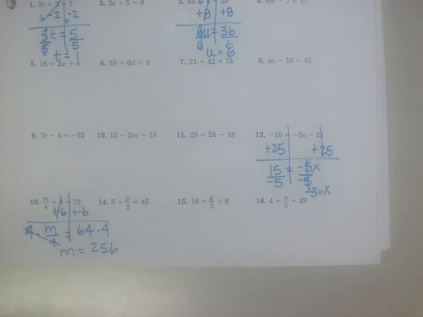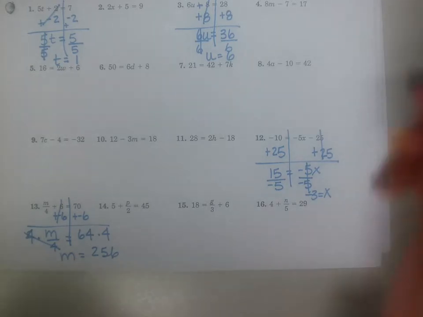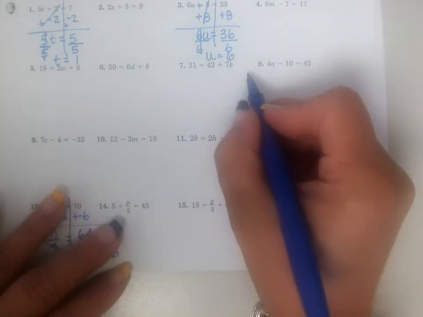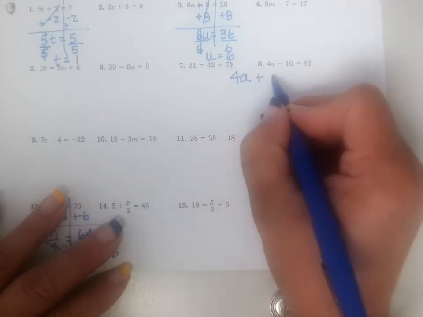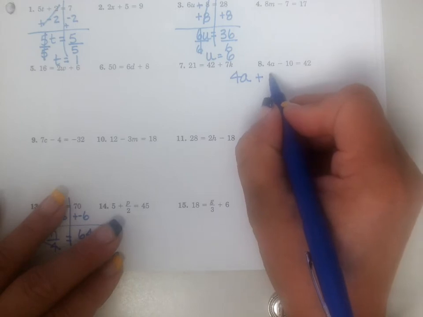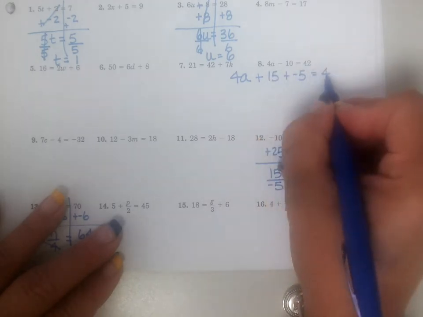There's also some problems I wanted to show you where you have to simplify and solve. You'll have some where you have to simplify and solve. So let's say that we had 4a plus 15 plus negative 5 equals 42.